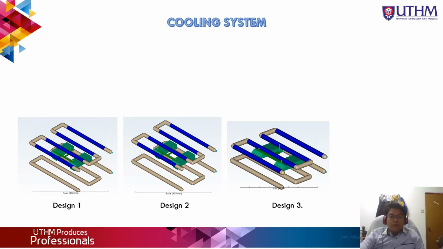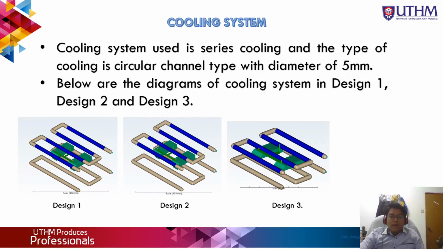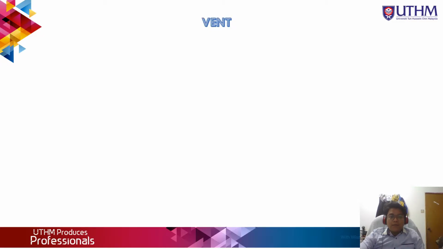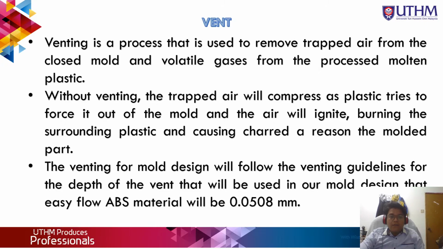For the cooling system, we use series cooling, and the type of cooling system is a circular channel with a diameter of 5 millimeter. Below are the diagrams of the cooling system for designs 1, 2, and 3. Next is the vent system.